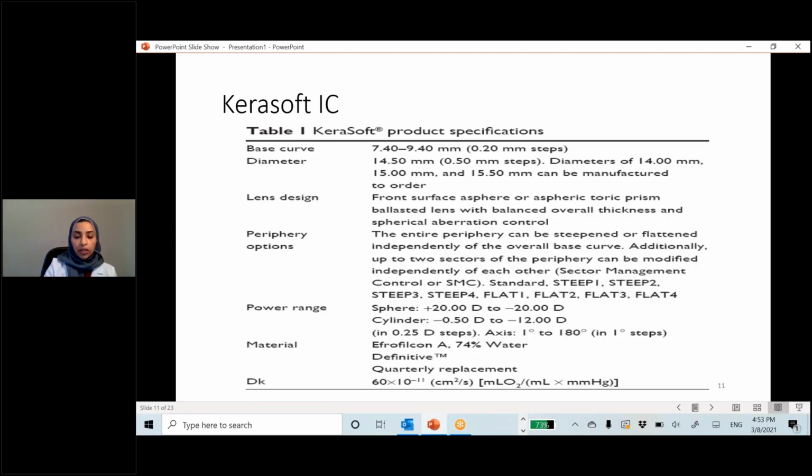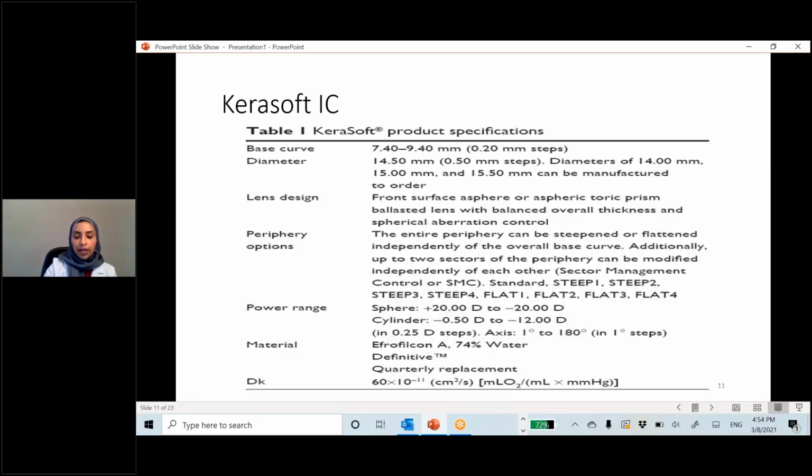The base curve, again, I'm just going to highlight some of the features here just to put in the context of fitting. The steepest base curve is 7.4. So again, we have to remember we are no longer fitting the apex of the ectasia. We are fitting the overall cornea shape. So again, we are going to be using a flat base curve, as you can see from the parameters listed here. The standard diameter is 14.5 millimeters, and it's in the fitting set, but it can be made smaller or larger in 0.5 millimeter steps.